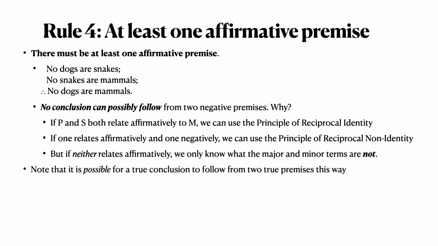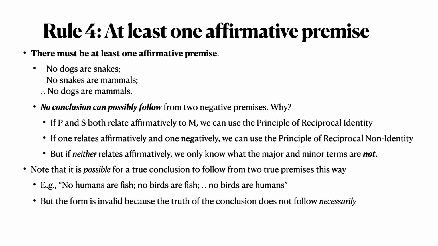Now note that it is possible for a true conclusion to follow from true premises, even if they are both negative. For example, we could say, no humans are fish, no birds are fish, therefore no birds are humans. So unlike the first syllogism, this one has two true premises and a true conclusion. But that doesn't prove that it's valid. It's still invalid. It has the same form as the syllogism up top, and that form is invalid, right? Because even though this conclusion happens to be true, the truth of the conclusion doesn't follow necessarily.